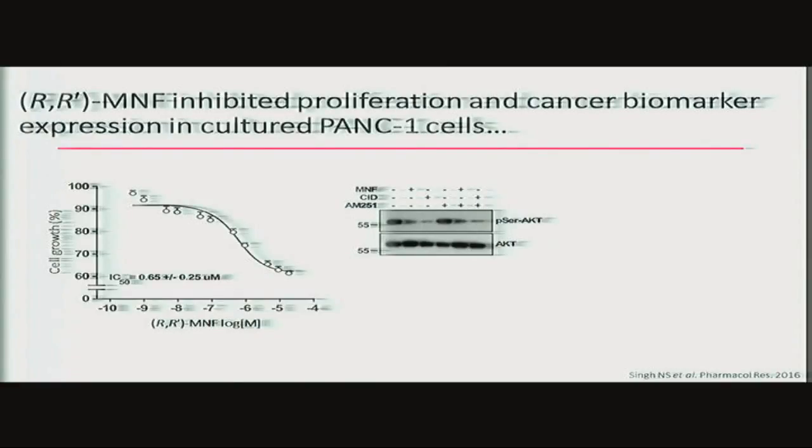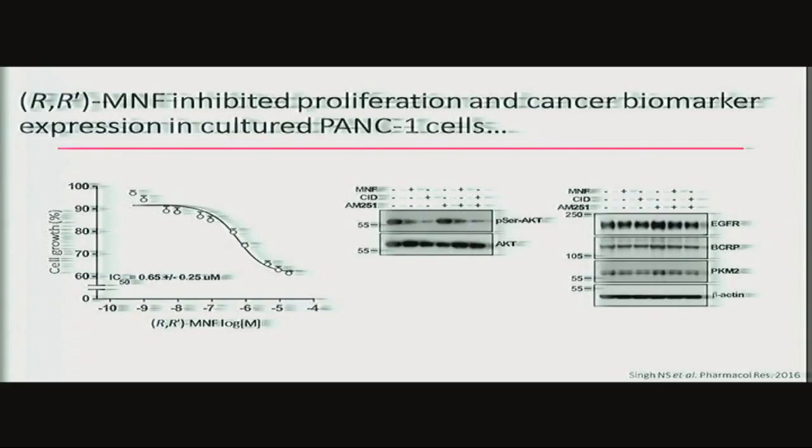And we carried out some initial in vitro experiments in human pancreatic PANC1 cells, and we observed dose-dependent inhibition in proliferation with sub-micromolar efficacy. We also looked at some markers of proliferation. So we observed a decrease in phosphorylation of AKT kinase in response to RRMNF and to another antagonist of GPR55. We also looked at some classical cancer biomarkers that were also suppressed upon treatment with our compound.